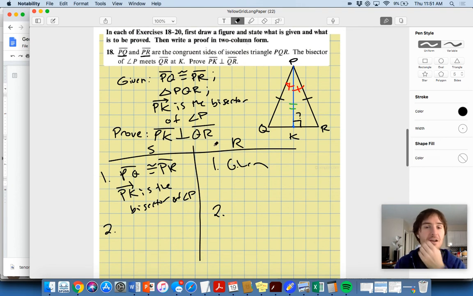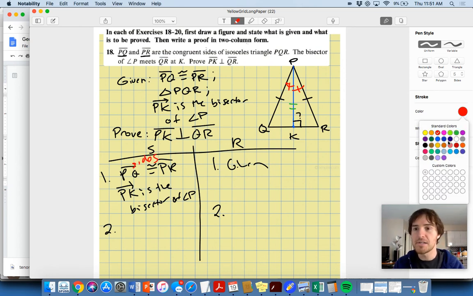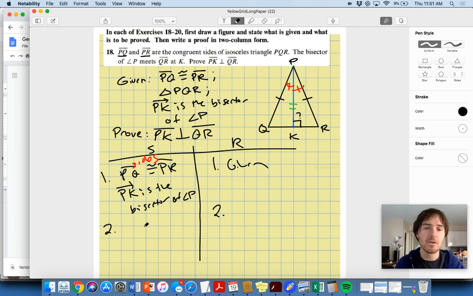Okay. Anyways, we are trying to get triangles congruent. So here we have a pair of sides that are congruent. Let's get the angles next. That was how we're going to build on this with the PK thing. The fact that it's a bisector is going to mean that angle QPK is congruent to angle RPK, because of definition of angle bisector.